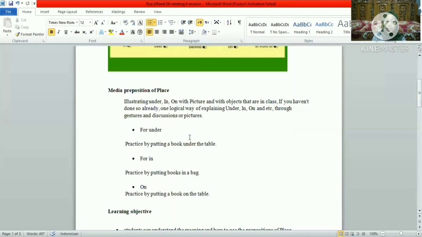The first one is under. You can practice by putting a book under the table, and then for in, practice by putting books in a bag, and then on, practice by putting a book on the table.